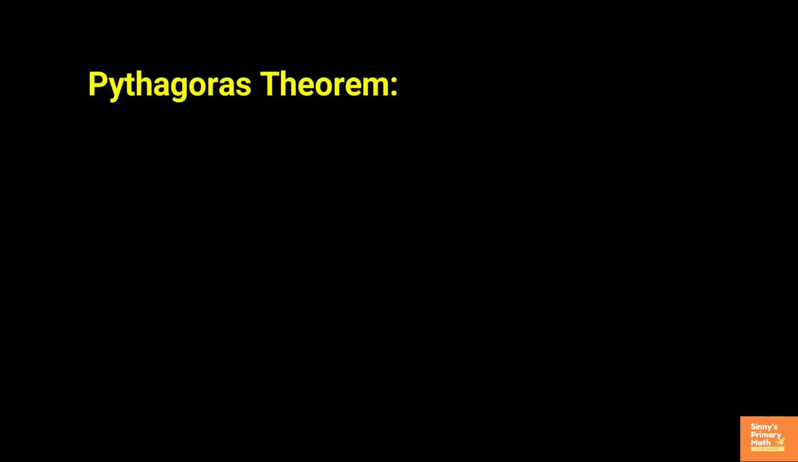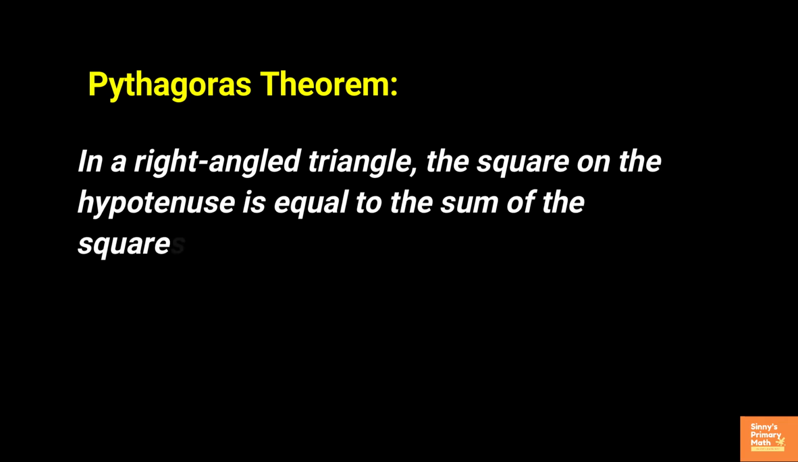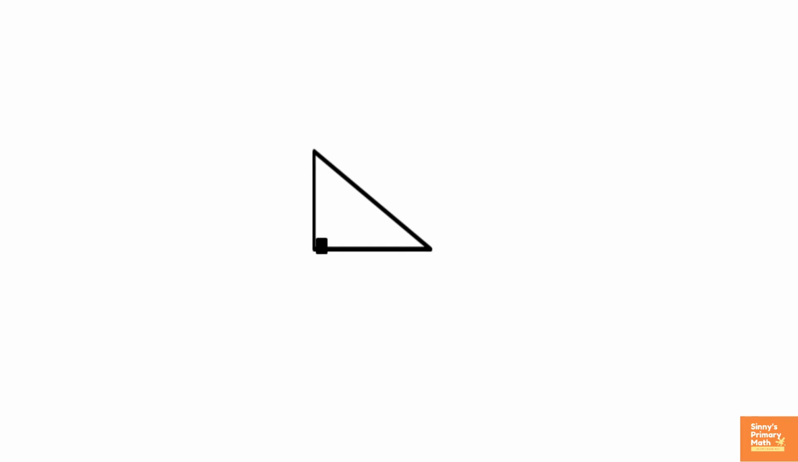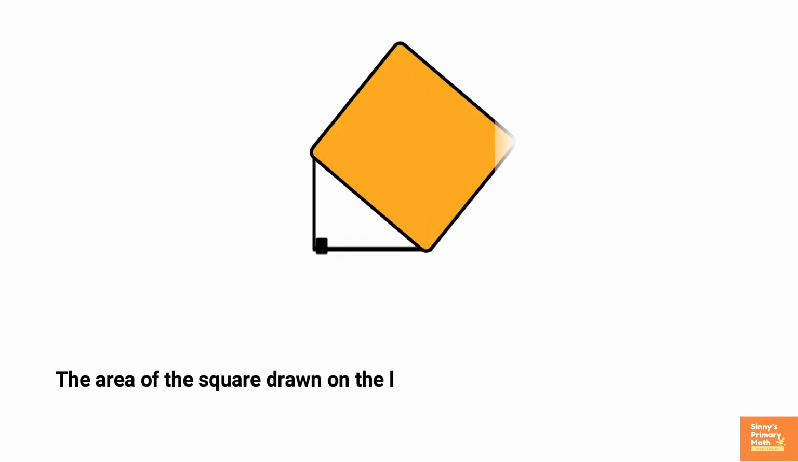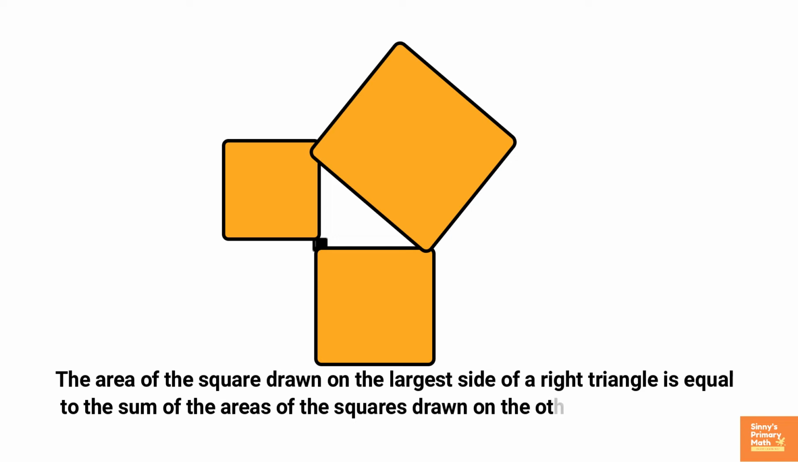Pythagoras theorem. In a right angle triangle, the square on the hypotenuse is equal to the sum of the squares on its legs. This is usually explained as the area of the square drawn on the largest side of a right triangle is equal to the sum of the areas of the squares drawn on the other two sides. The greatest significance of Pythagoras theorem is that it holds for all right angle triangles, large or small, irrespective of its size. If there is a triangle such that the Pythagoras property holds, then the triangle must be right angled.